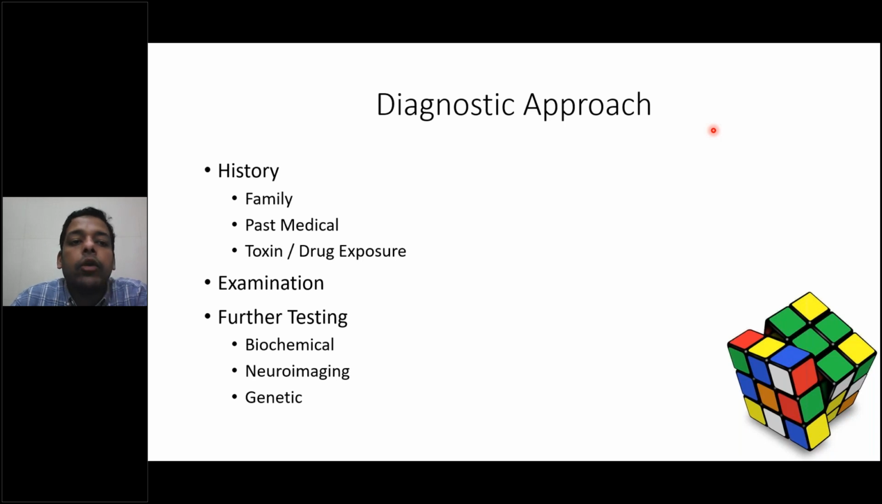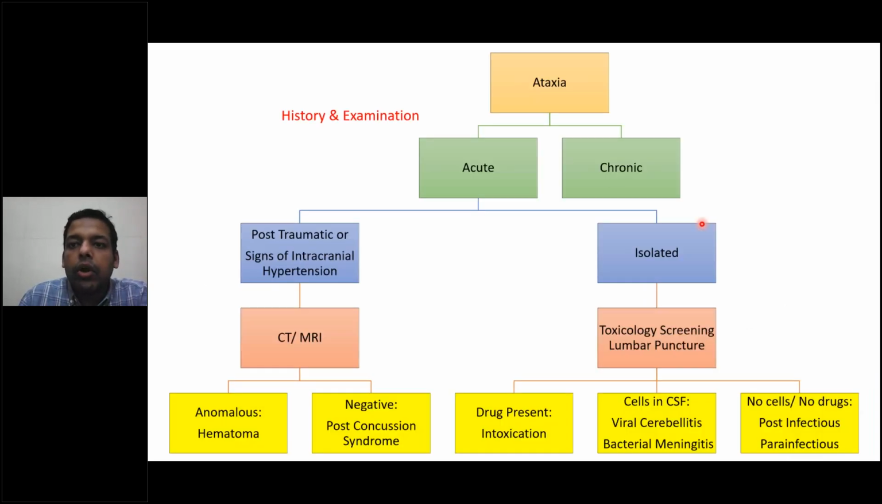Then we need to follow this history by a robust examination, and then if required we would do further testing, which may include biochemical or some neuroimaging or some genetic testings. So on the basis of our history and examination, we would be able to identify whether the ataxia is acute or chronic, depending on the onset of symptoms.